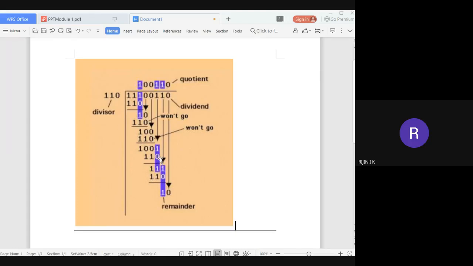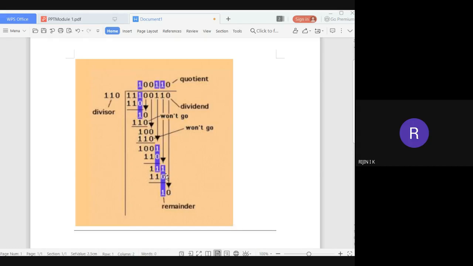Then try to divide. Now it is possible because the number is 1001 and our divisor is 110. So it is possible. In that case you have to place a 1 here. Then again you have to shift the divisor from here to here.